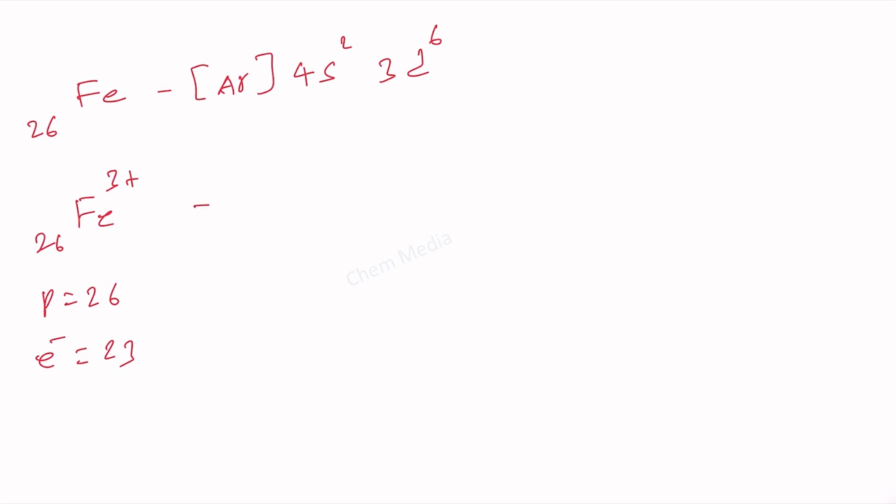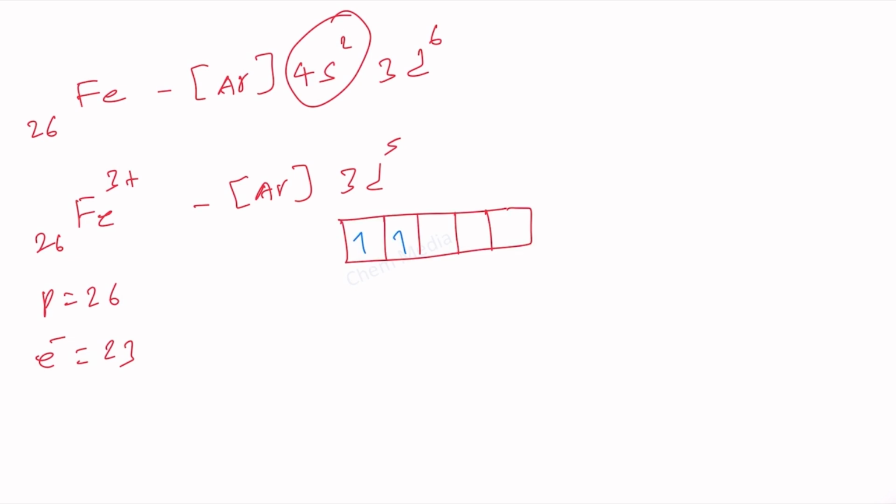Therefore for Fe3+ it will be still argon, 18 electrons. Both the electrons from 4s2 will be removed now, and 1 electron from 3d6 will be removed. Therefore this will become 3d5. We have 5 electrons in the 3d orbitals here for Fe3+. This electronic configuration is more stable than Ni2+, because this is half filled.